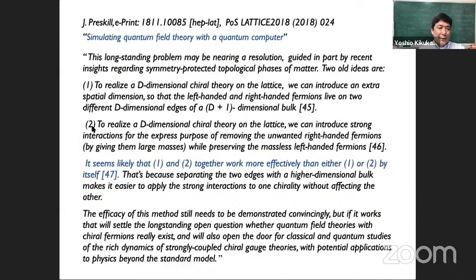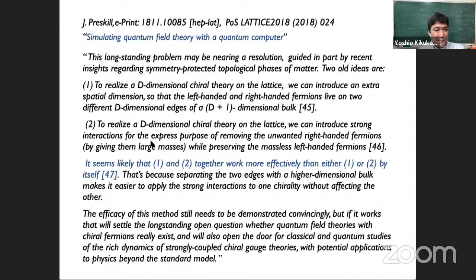And in the second part, he said, to realize a two-dimensional chiral gauge theory on the lattice, we can introduce strong interactions for the express purpose of removing unwanted right-handed fermions by giving them large masses while preserving the massless left-handed fermions. And this is nothing but the idea in the Eichten-Preskill model. And here he quotes his own paper with Eichten.